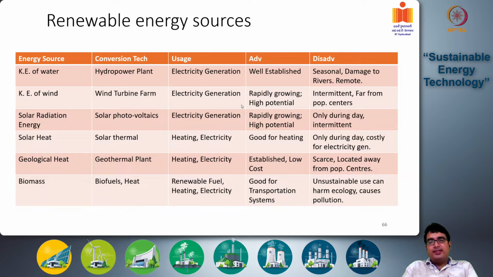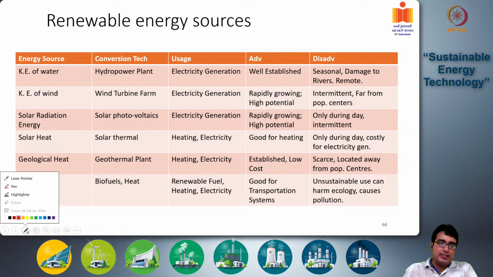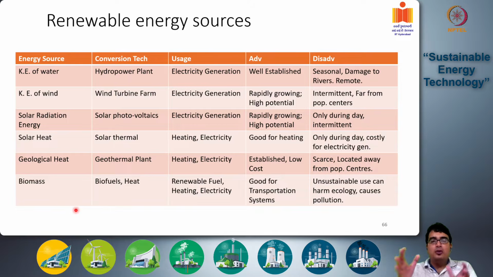Now, what are the various renewable energy sources that exist in the world? If we look into that and try to see the various sources that exist, we can group them into various types. The first type is the kinetic energy of moving water. This is one of the oldest and most traditional forms of renewable energy technology.